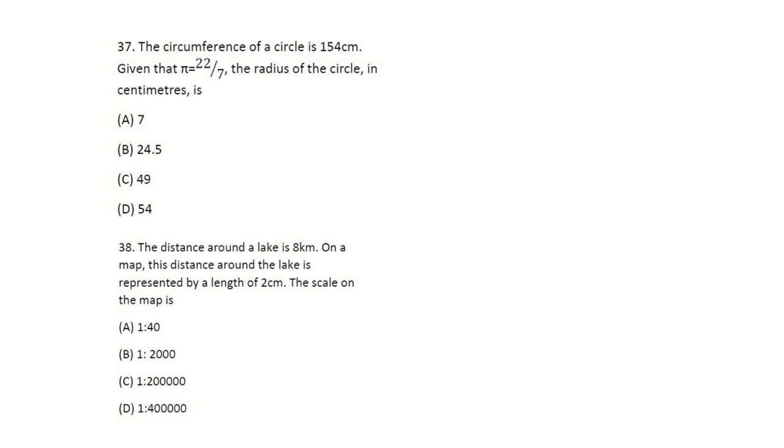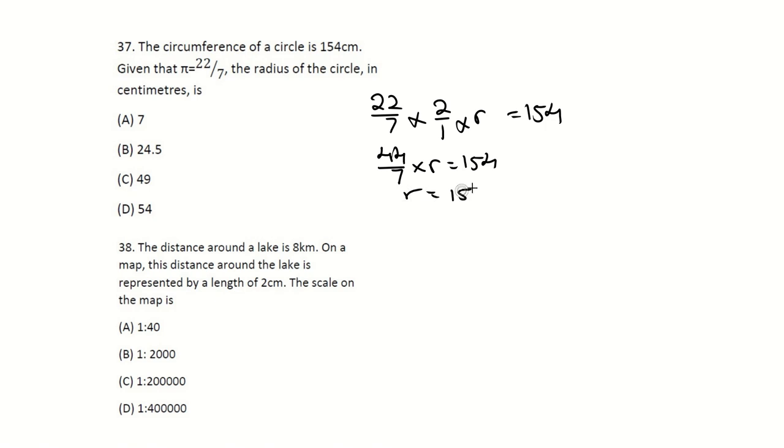Number 37, the circumference of a circle is 154. Given that pi is 22 over 7, the radius of the circle is, so that's the circumference we're talking about, pi times 2 times r is equal to 154. So that's 44 over 7 multiplied by r is 154. So r is equal to 154 divided by 44 over 7.